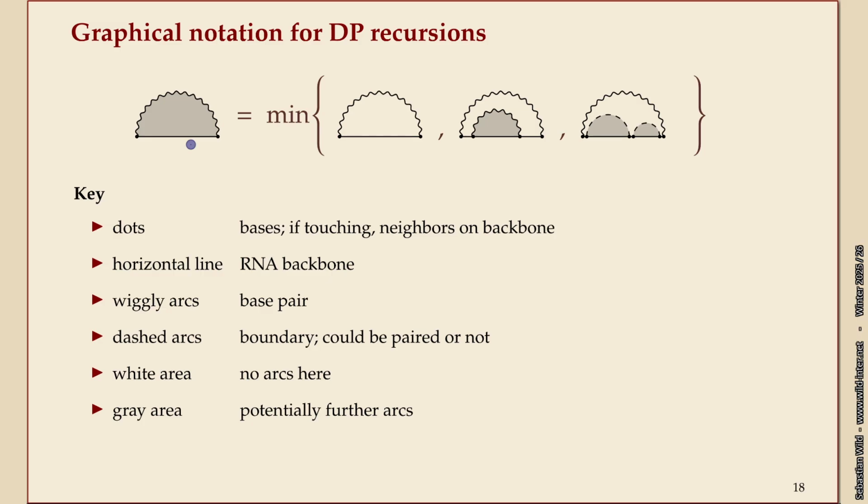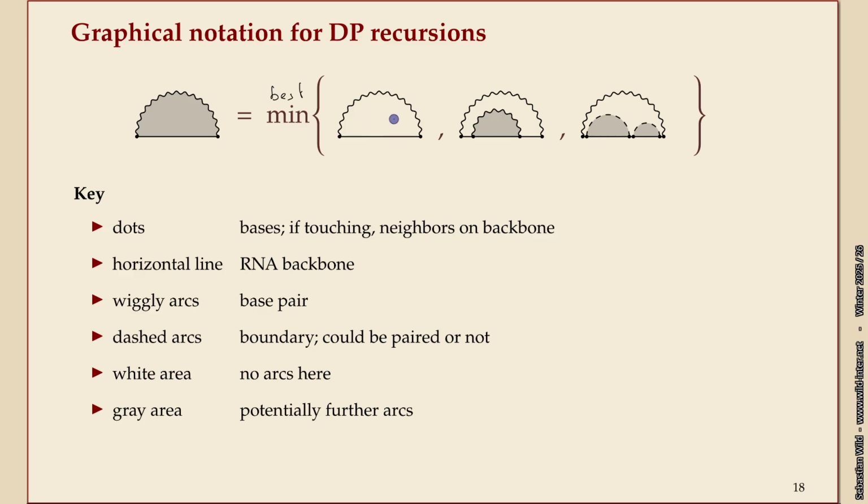Just the syntax is you're looking at a substructure from some position to some other position. It may have some constraints, like in this case, the wiggly thing means there has to be a pair. So the outermost two elements are paired, whereas what's inside here, we don't know. And so we say the value of this substructure is the best of, so it's minimization here, whereas we used to maximize. Minimum would be for free energy. It's the best of certain possible options you have.